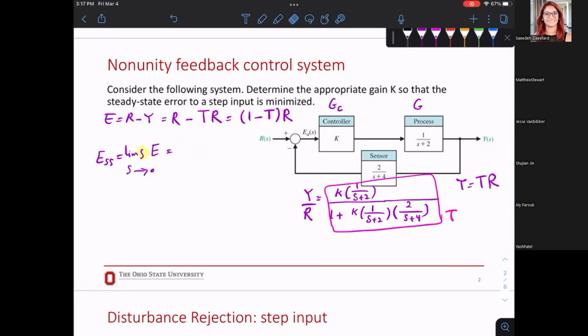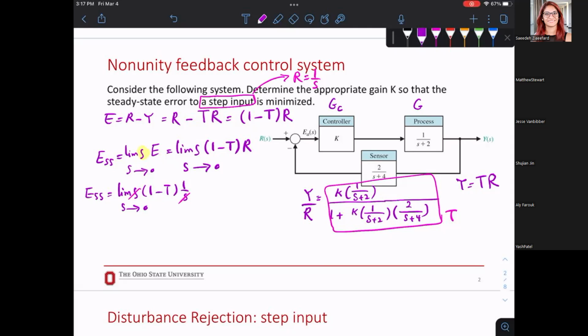Now, if we put this here, limit of s, 1 minus T times R when s goes to 0, what is our R? What's the input here? Michael, what's the input? Step function, yes, is 1 over s, right? Or A over s, whatever you want to choose. I'm just going to say it's a unit step, because it didn't say it is a unit step, but I'm just going to assume it is. So from this information, I know R is 1 over s, a unit step. If you replace that, your ESS is going to be the limit of s times 1 minus T times 1 over s, as s goes to 0. I can cancel these two out, right?